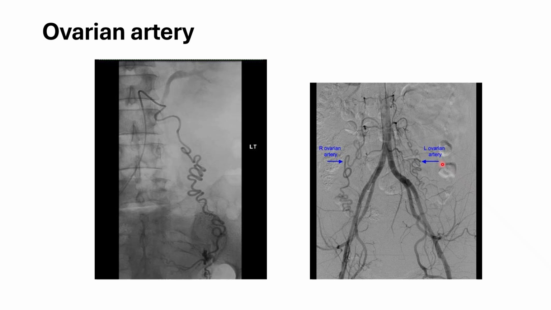In female, the gonadal artery is called the ovarian artery and it supplies the ovaries on either side, the fallopian tube and part of the uterus. Here we can see the subtraction images. This is the left gonadal artery. These are both the right and left ovarian arteries.